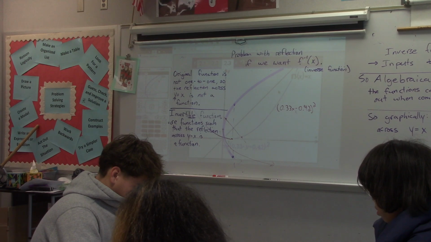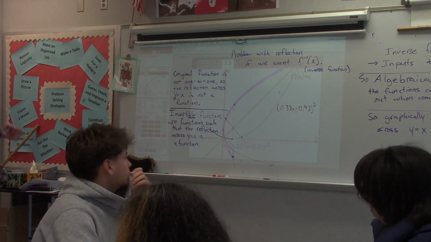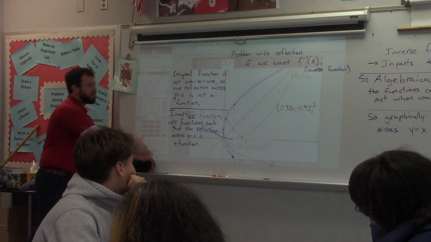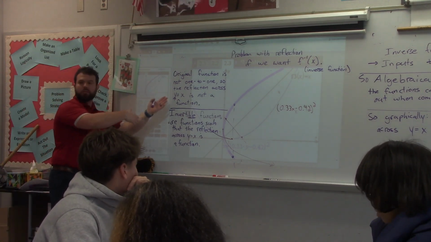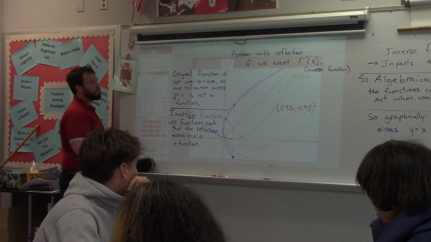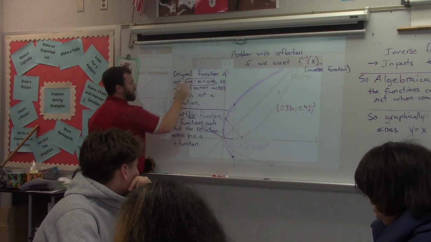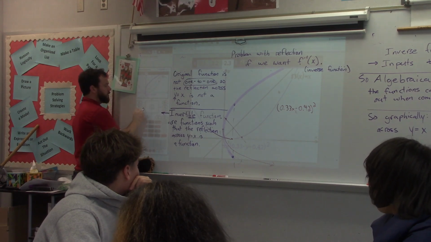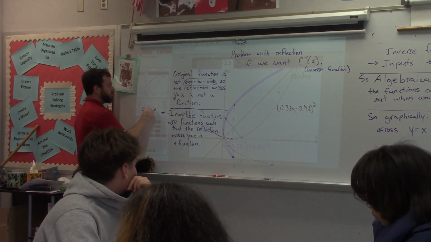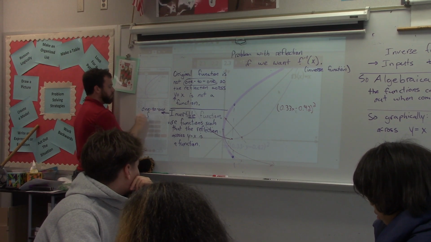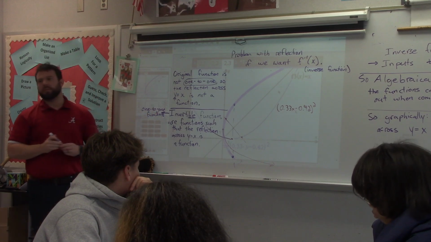The information is in the sentence before. It has to be one-to-one. At the end of the day, for the reflection across y equals x to be a function, the original has to be one-to-one. So invertible functions, these are one-to-one functions. Invertible functions are going to be your one-to-one functions.